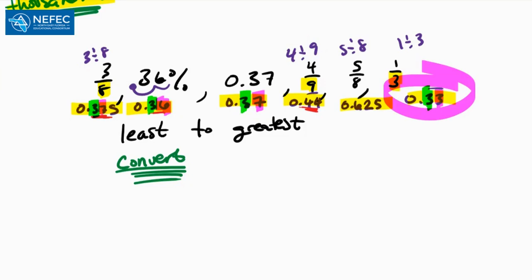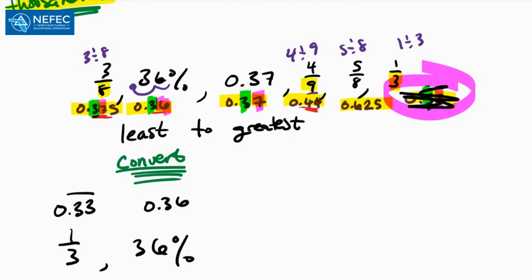So 0.33 is my smallest number. That was the 1/3. So that's going to go first. All right. That's out of there. So now looking, the 6 is next. So 0.36, which was the 36%. So that's out of there.